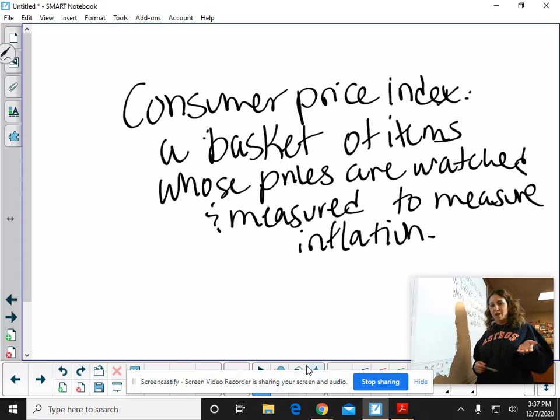Let's say it's $5 one year, and the next year it's $5. But what if it goes down from 2-ply to 1-ply? Technically the price went up because the quality of it went down and the price stayed the same. So you're paying the same for less. So technically the price went up.